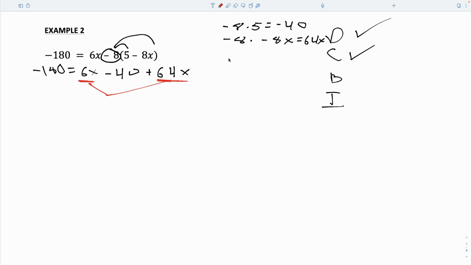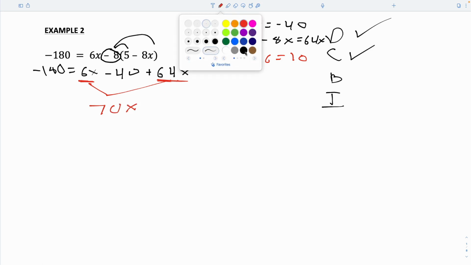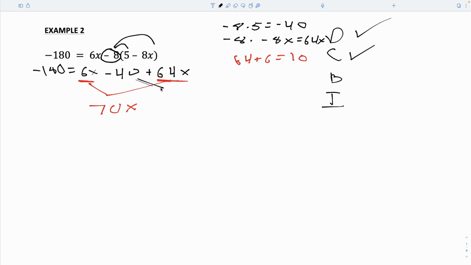6 plus 64, Daniel, is what? 70. Write that down. Don't forget your variable. It's not a 7. Bring down the negative 40, bring down the negative 180. Keep plugging along.